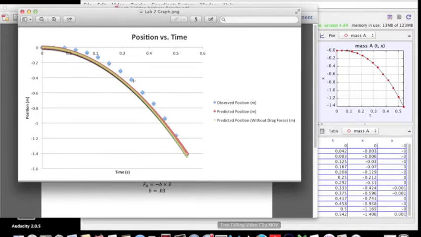The predicted position with the drag force is closer to the terminal velocity because the terminal velocity includes both the gravitational force and the drag force. So that is shown, and it is also closer to our observed position.